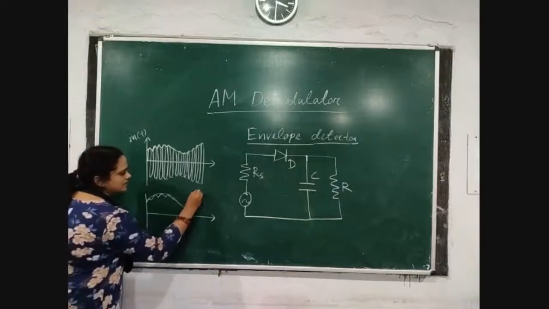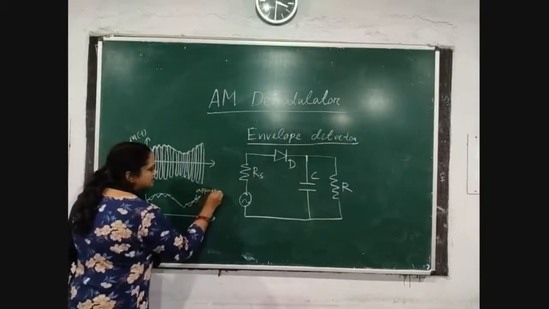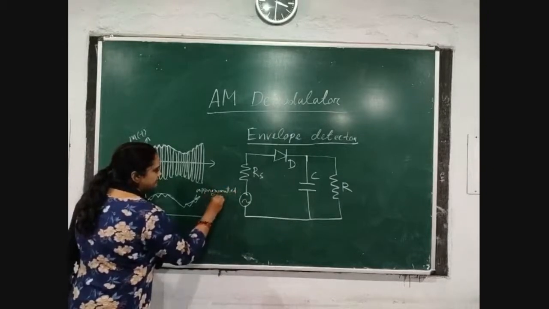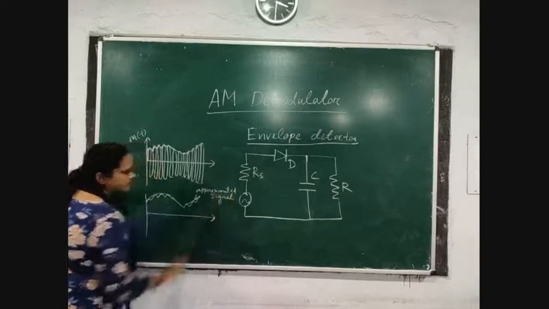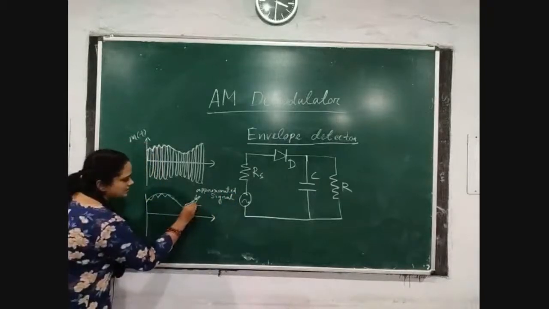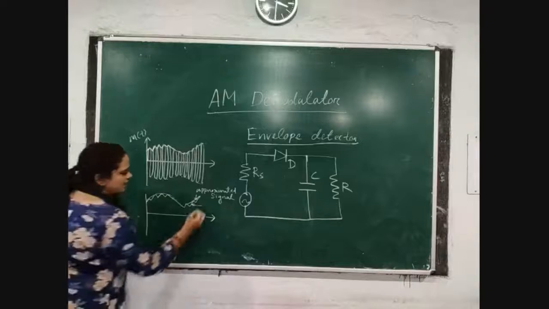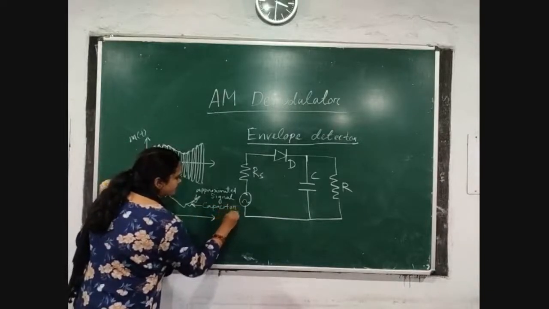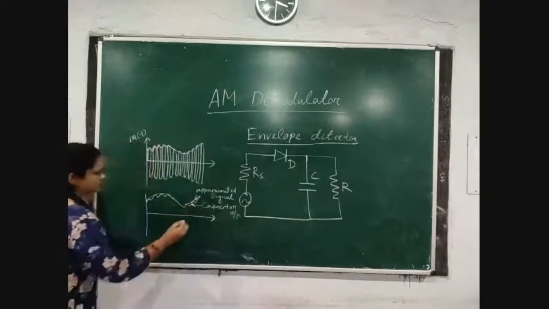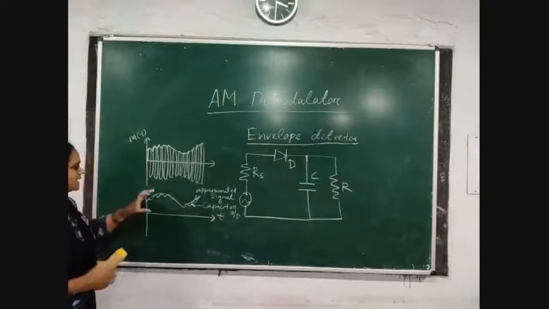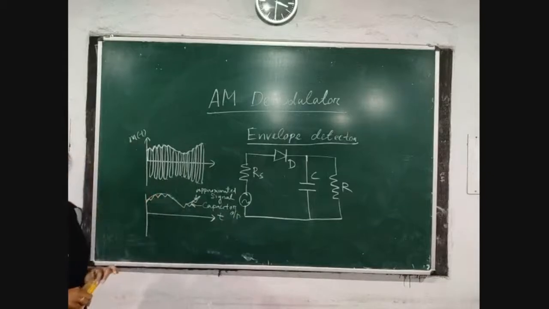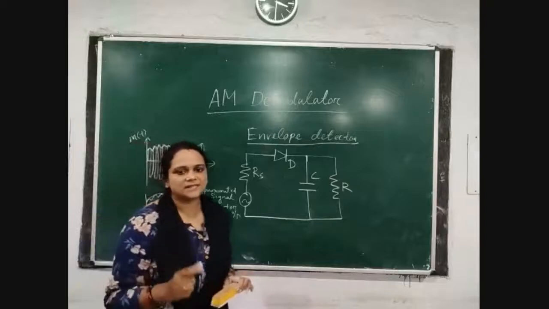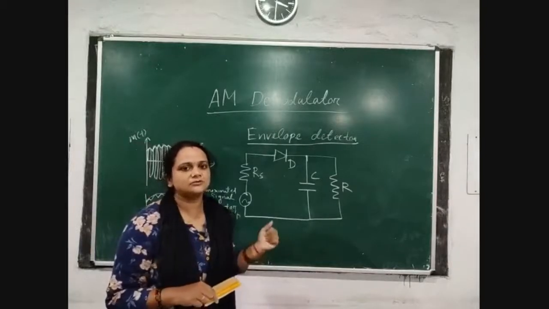So this is the approximated signal, and this one is the capacitor output. So like this we get our modulating signal. But a question also arises: why does the capacitor not discharge to 0 voltage?